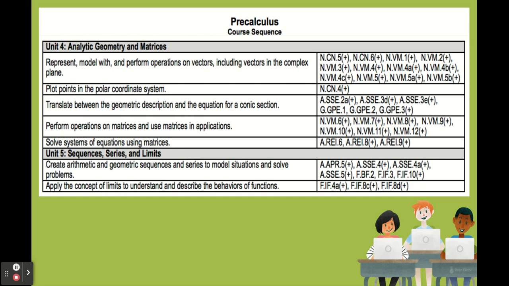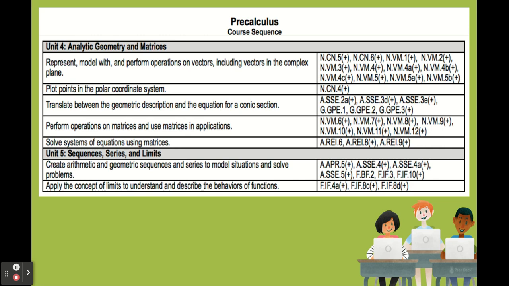So it says create arithmetic and geometric sequences and series to model situations and solve problems. You'll pretty much start this section on just finding patterns in numbers. So if you've got 1, 3, 5, 7, what is the equation? What is the pattern of that equation, right? But this one is talking about sequence and series. So what's the series of this? So you're going to come up with equations.